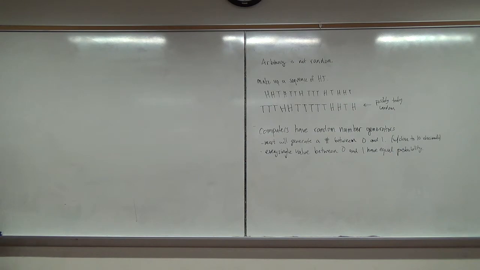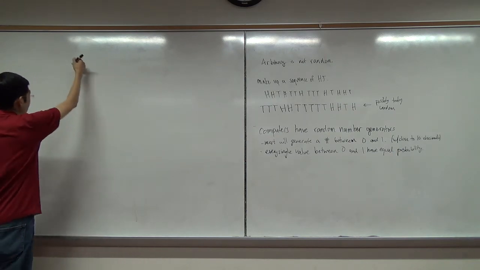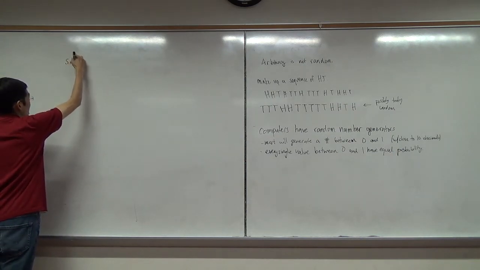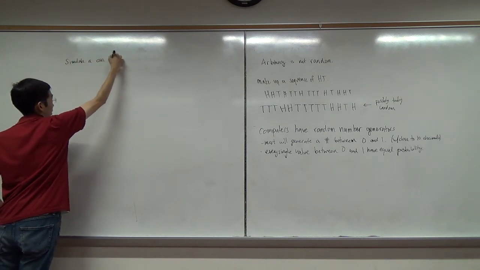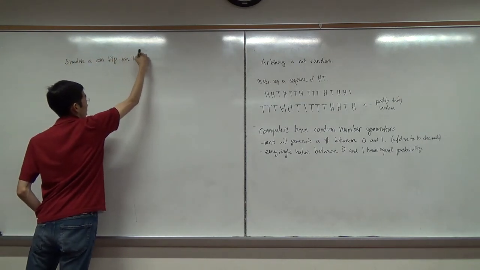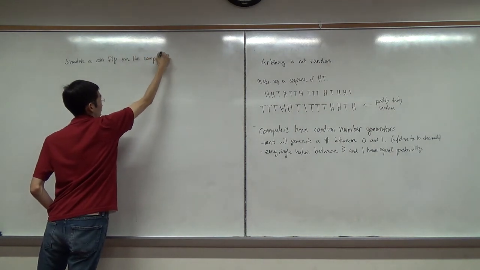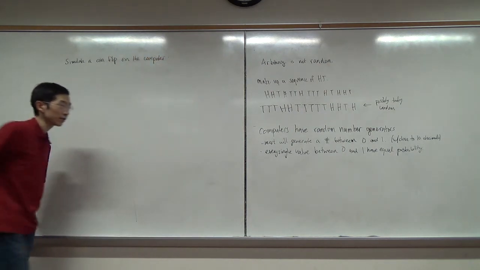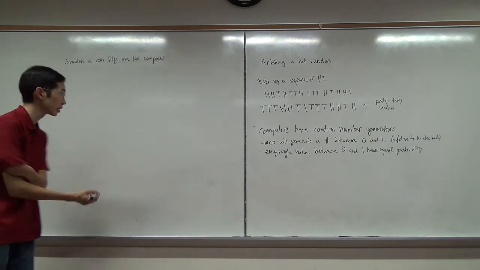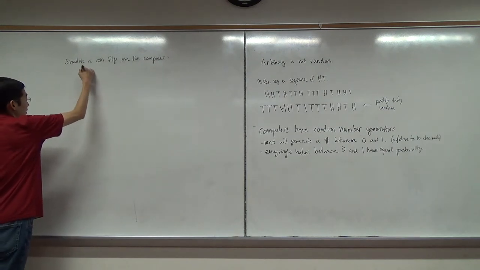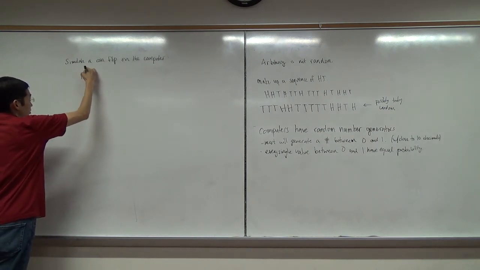So, for example, if I wanted to simulate a coin flip on the computer, what I would do is ask the computer to generate a random number. So we ask, provide a random number.